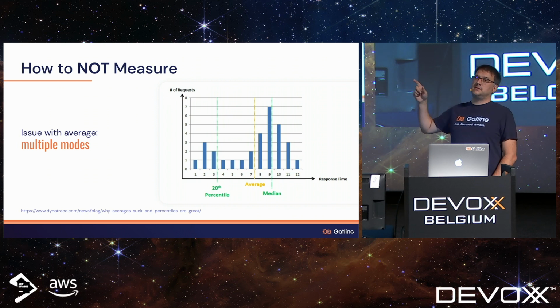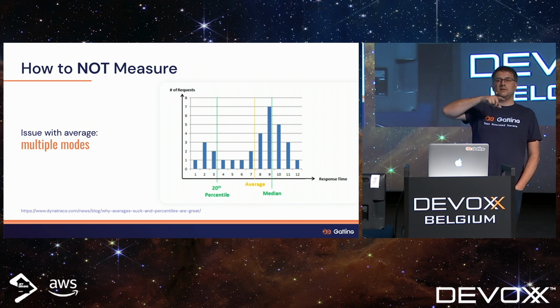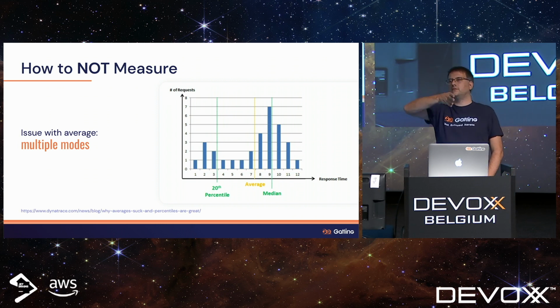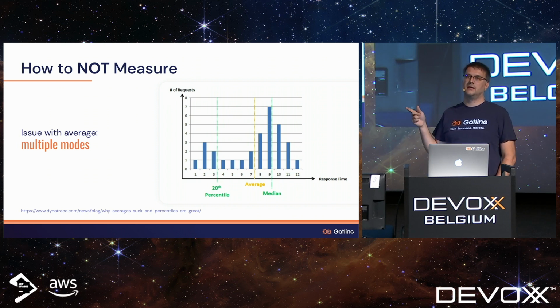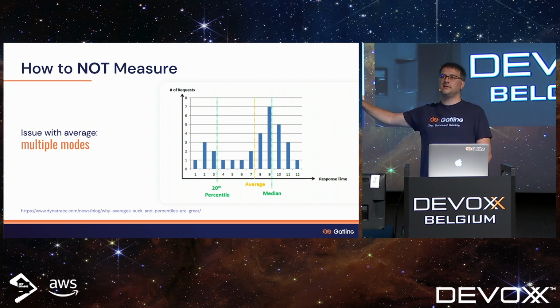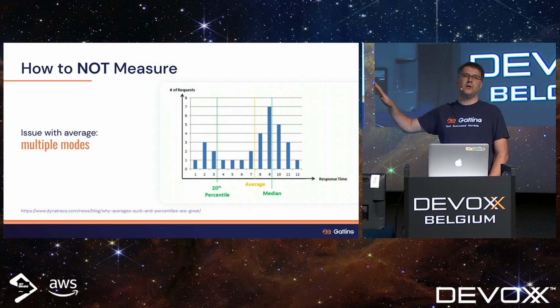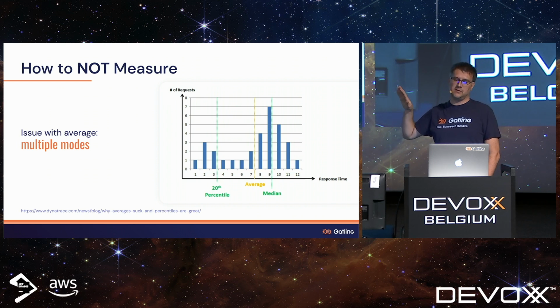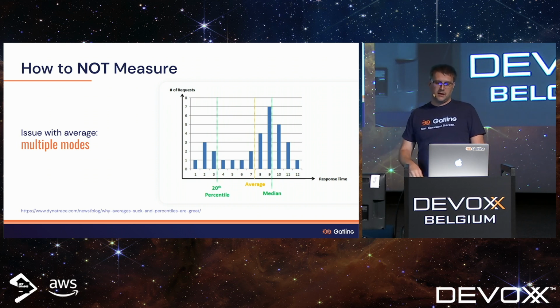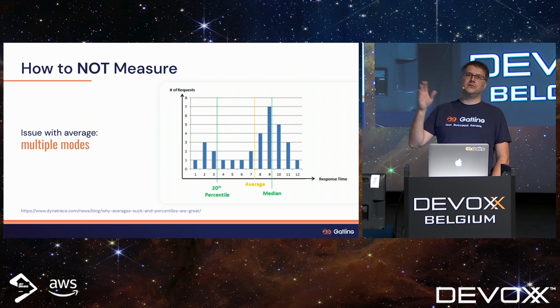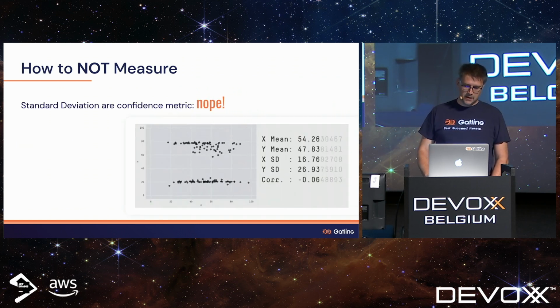Another case is that your distribution could be what's called multimodal, several modes, several peaks. In this case, you can see on this chart that the average value is below the second peak and below the median. So actually, there are lots of users who experience way, way worse response time than the average value. So in short, don't use averages on your response time, sorry.